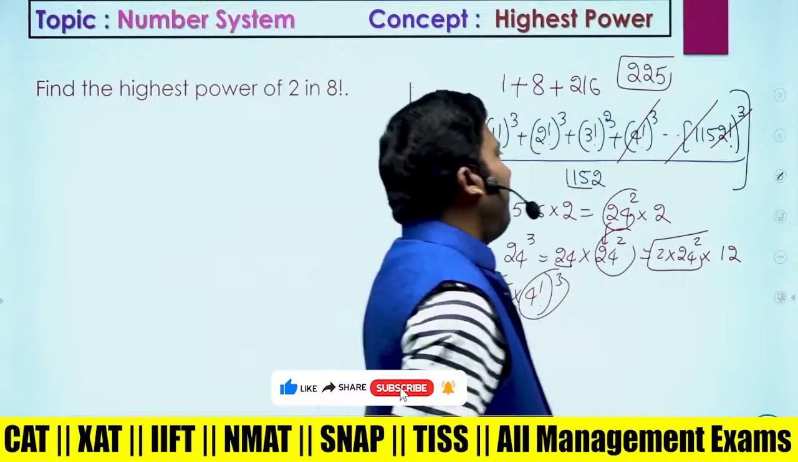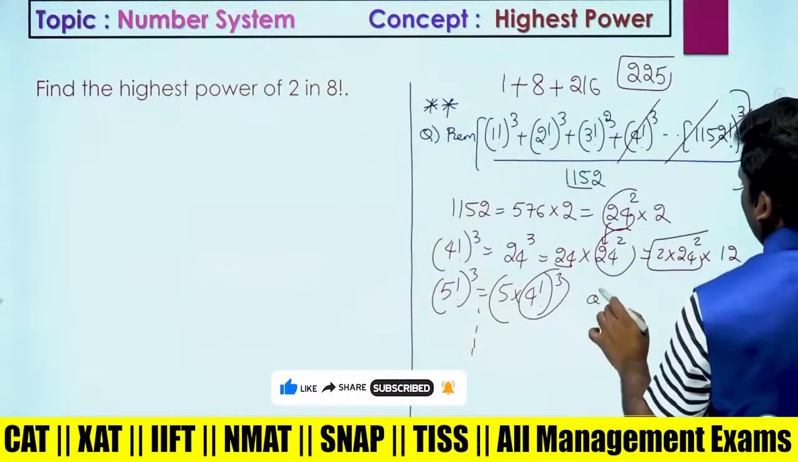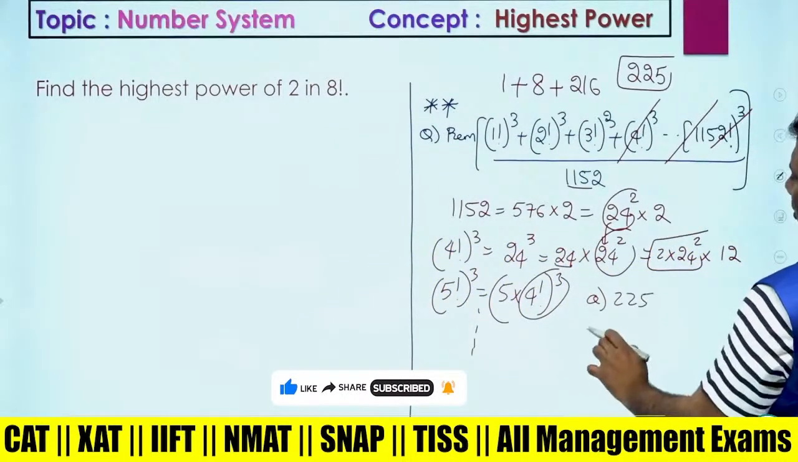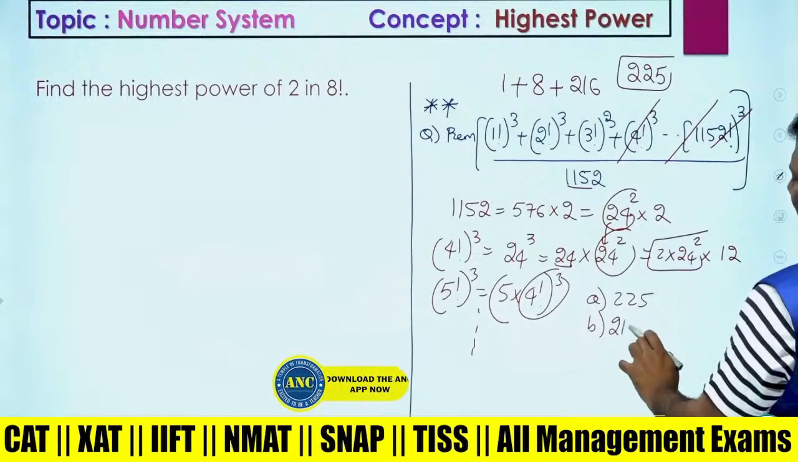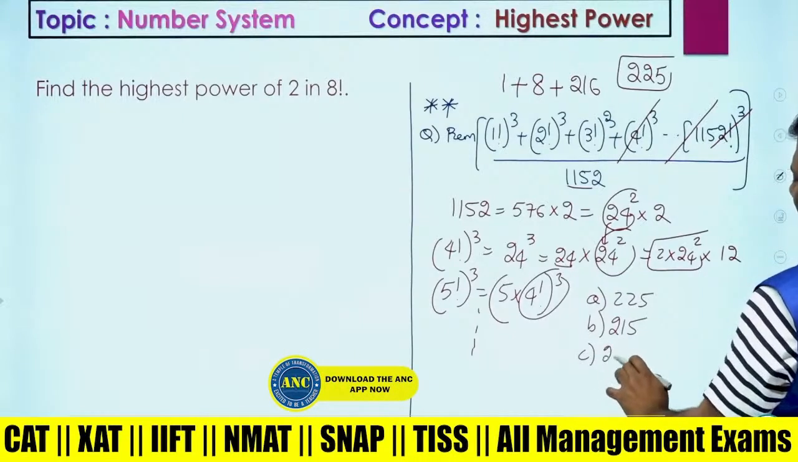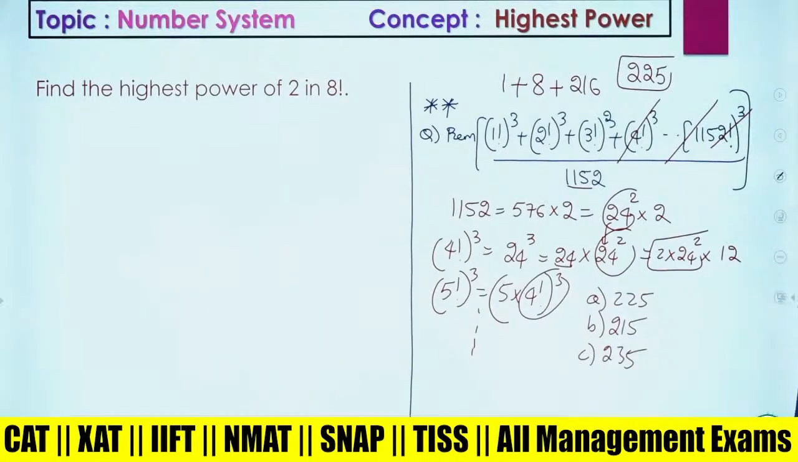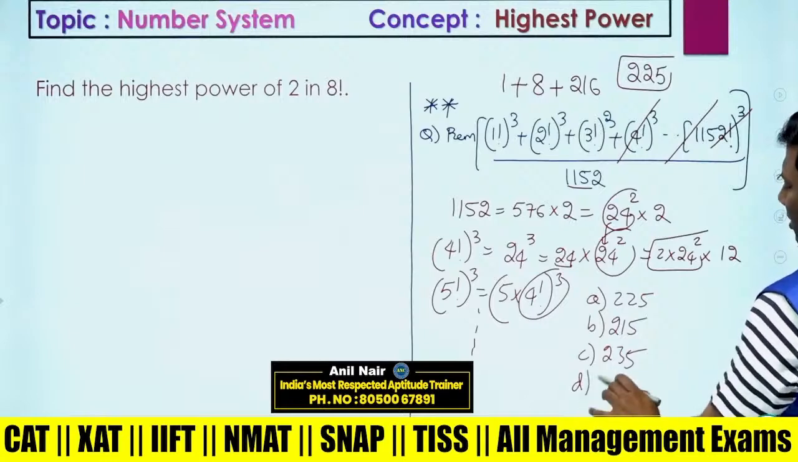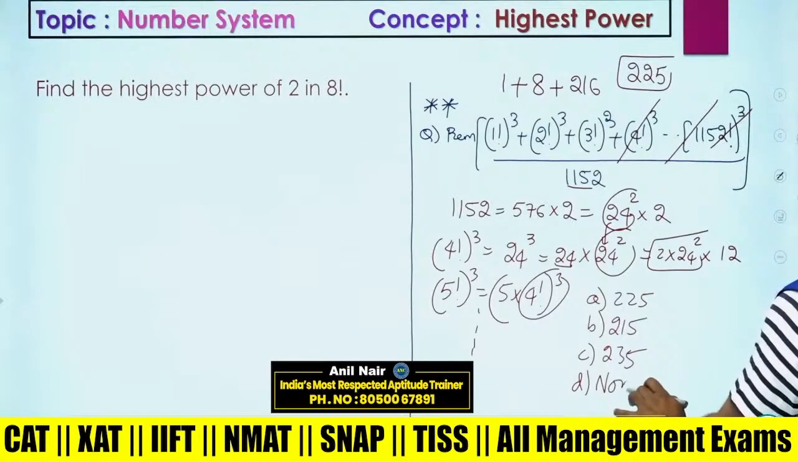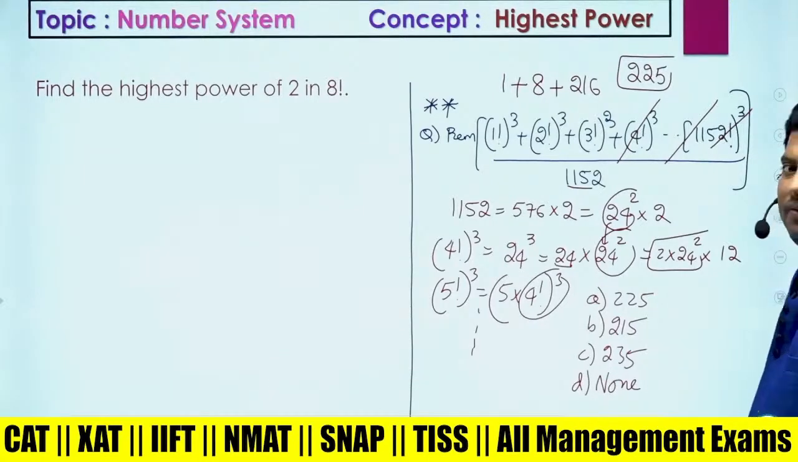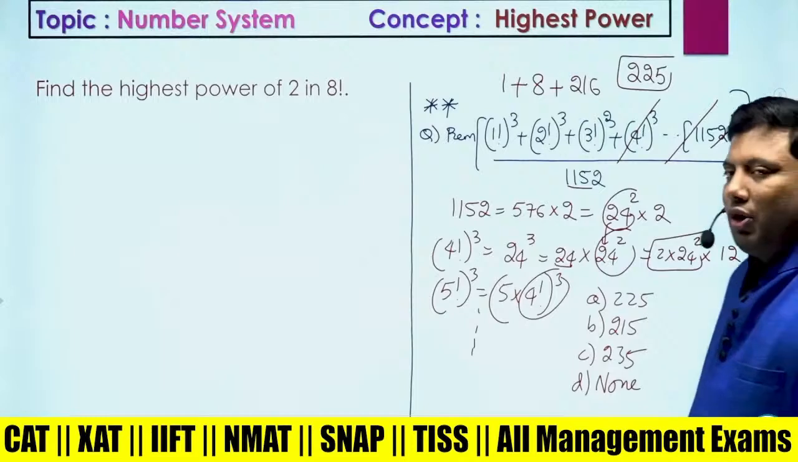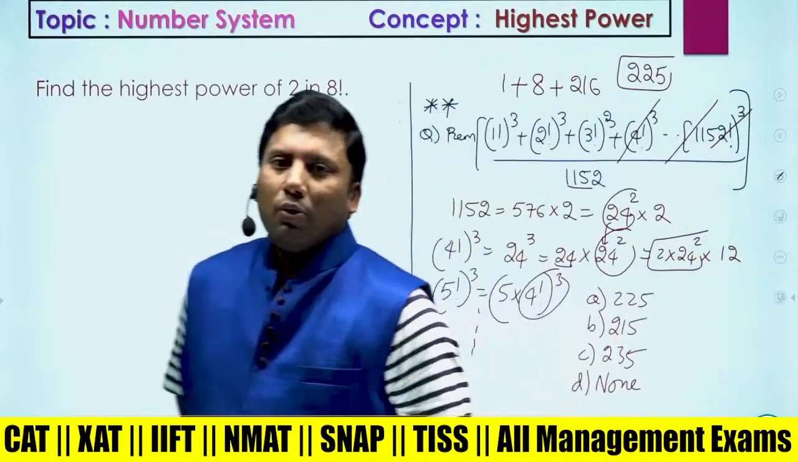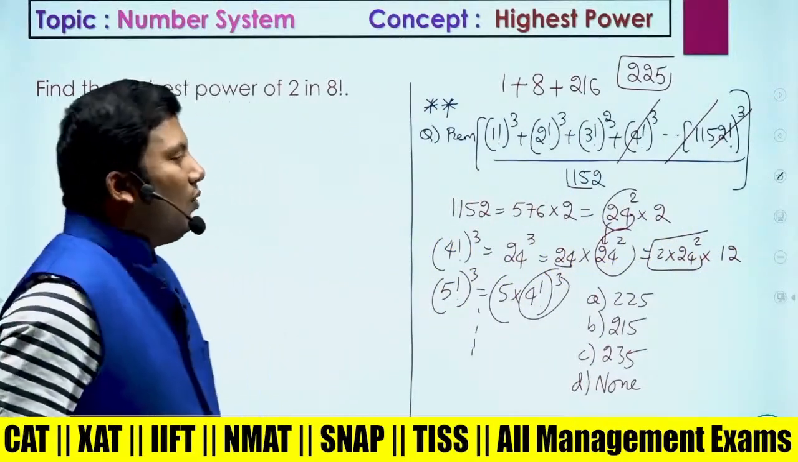Probably if the options are 225, 215, 235 or none of these, if the options are like this, if you are an Anil Nair student, how will you probably solve this question?